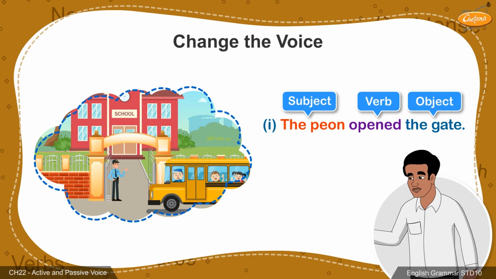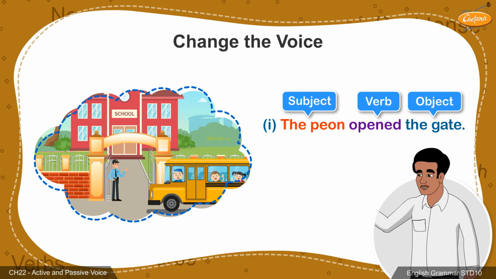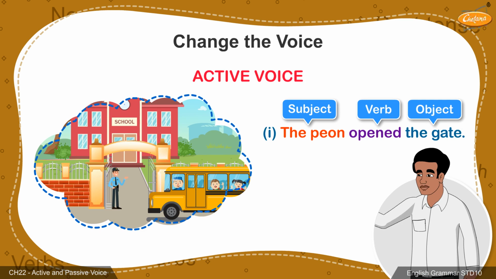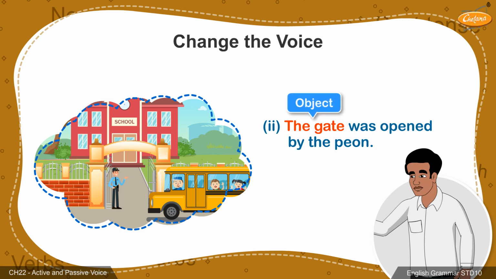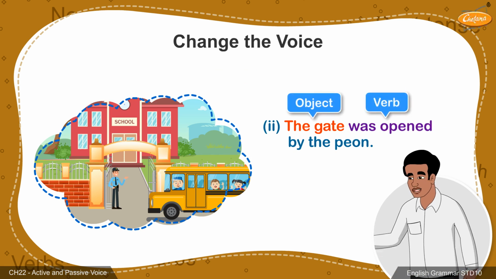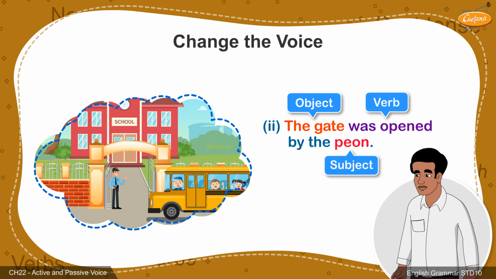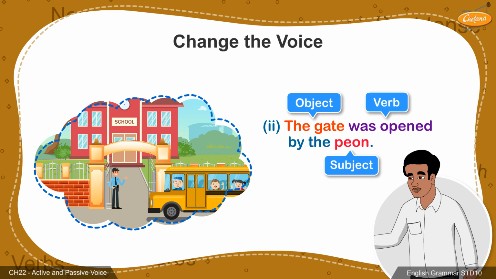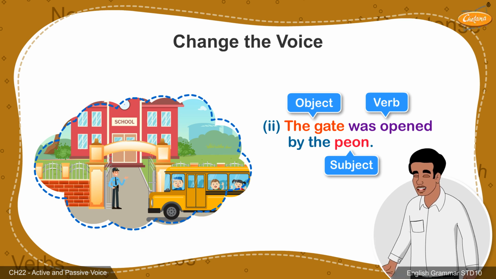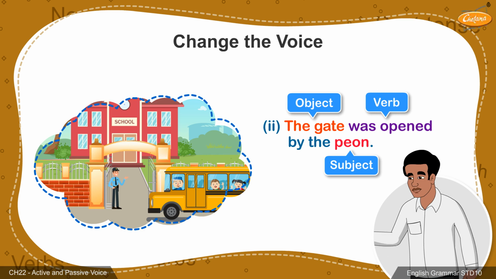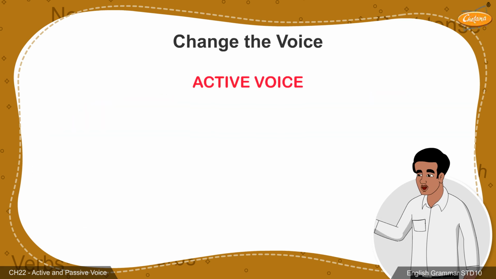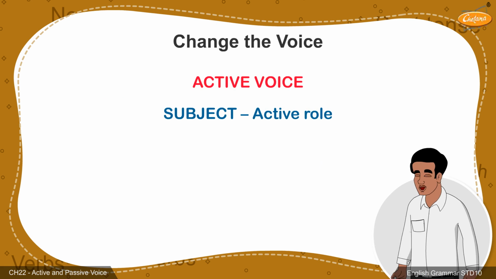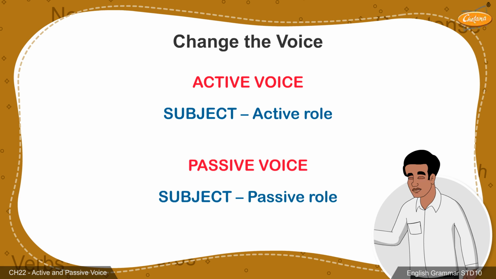Since the subject is the doer of the action in the sentence, the statement is said to be in active voice. In the second example, however, the gate is the object, was opened is the verb, and the peon is the subject. Since the form of verb shows that something is done by the subject, he is the receiver of the action. The statement is therefore said to be in passive voice. Thus, in active voice, the subject plays an active role, whereas in passive voice, the subject plays a passive role.